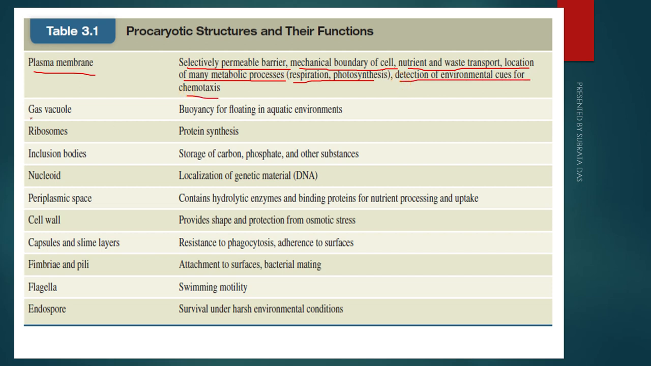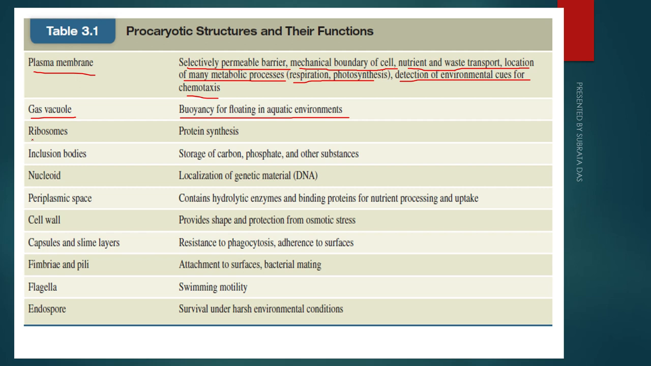Okay, so next one is the gas vacuoles. What is the function of gas vacuole? It provides buoyancy for floating in an aquatic environment. It helps in the floating of the bacteria.